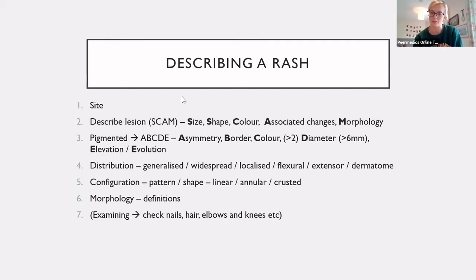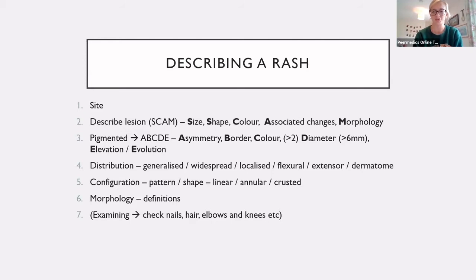Start with the size and the shape, colour of it, and associated changes. So have a look around it, to see if the skin around it is red, swollen, anything like that. And then morphology. Morphology is that big list of definitions that you get given to read through and learn. It's something you can just have a look through the night before and make sure you're familiar with it.